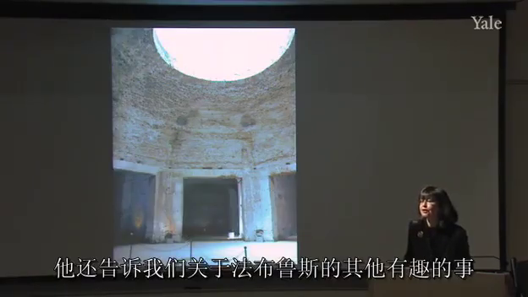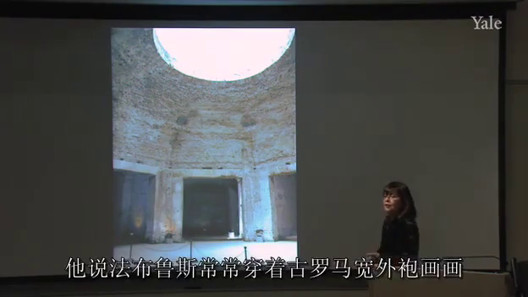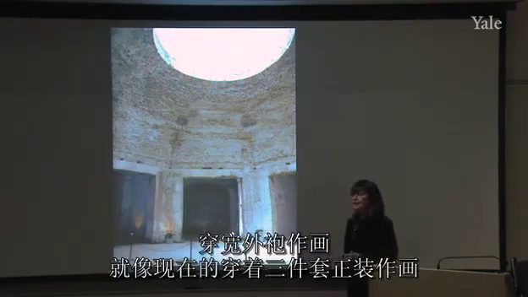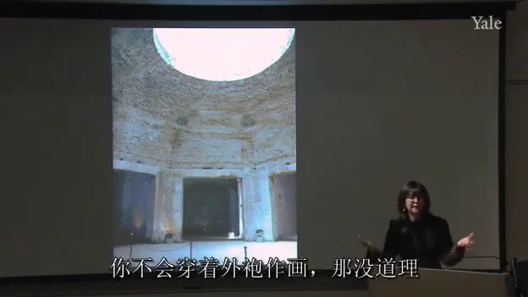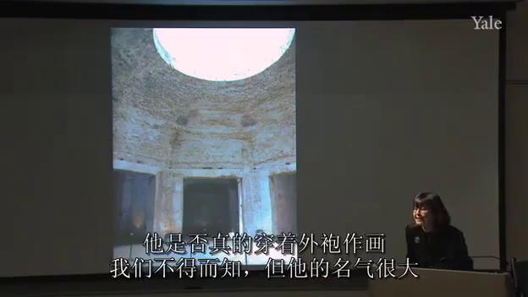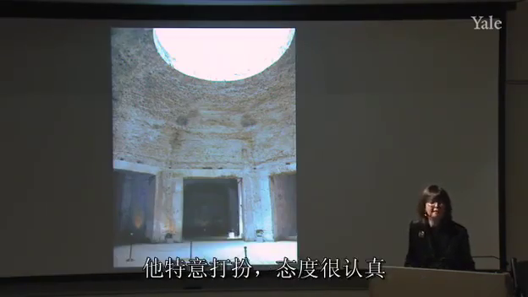And he tells us a couple of other interesting tidbits about Fabulus. He tells us that Fabulus always used to paint in a toga. Now, painting in a toga is like painting in a three-piece suit today. You wouldn't paint in the toga; it makes no sense. Obviously, whether he really painted in the toga, we don't know. But that was his reputation, which means he dressed up for the event and took it very seriously.